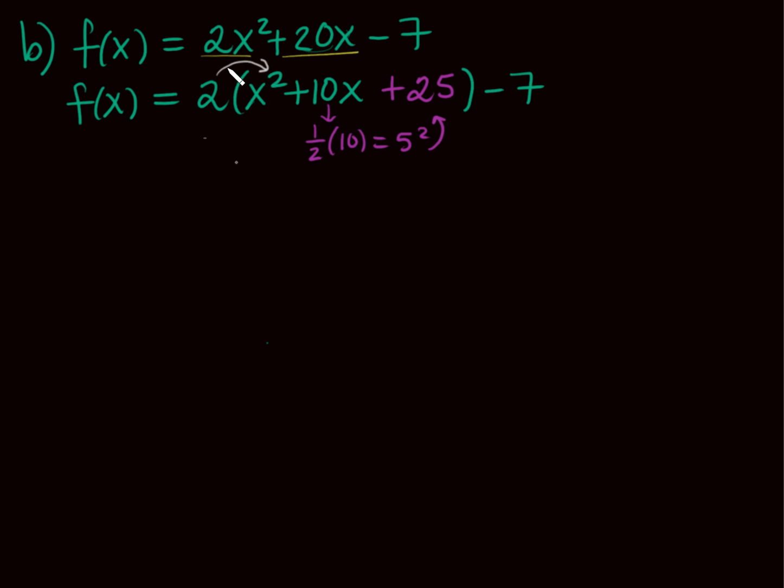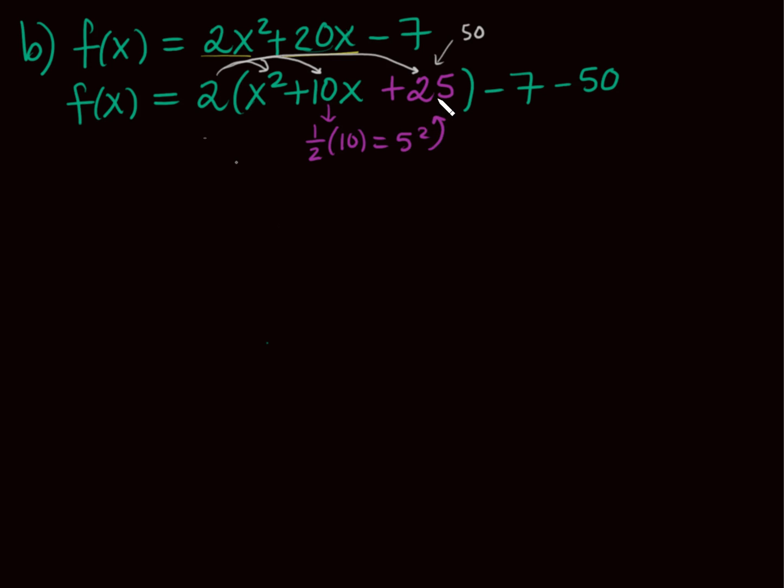Look at this 2. If I were to FOIL this out, this 2 is going to go through to every single term here. So you didn't bring in 25. You actually brought in 2 times 25, which is 50, because this 25 is in these parentheses right here. So instead of taking out 25, I'm actually going to take out 50. I hope that makes sense.